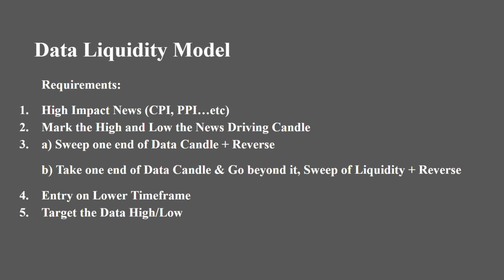And what you're going to do is wait for price to sweep one end of that news driving candle and reverse. Now, price can sweep one end of this data news event candle and it can go beyond it. What does this mean? If news drops at 10 a.m. and we form this highly volatile candle, and let's say we have the data low and data high marked, and price goes to data low, and then beyond it, it goes to sweep sell side liquidity, and then begins to reverse. That's a possibility, and then you can catch that reversal in the direction upwards, or vice versa.